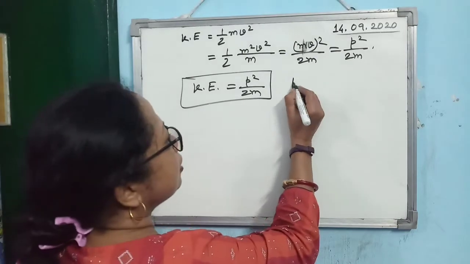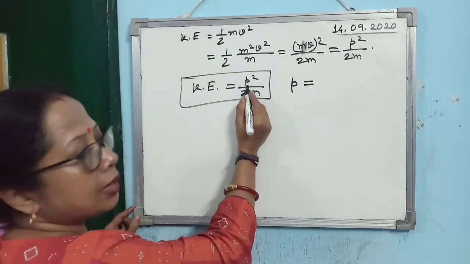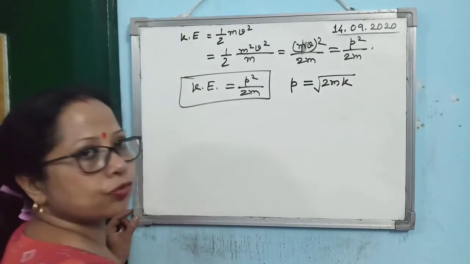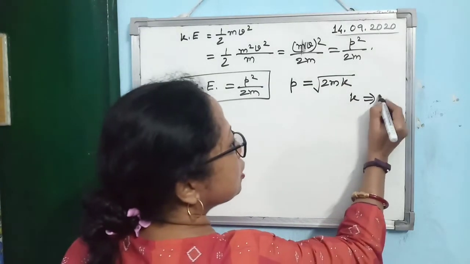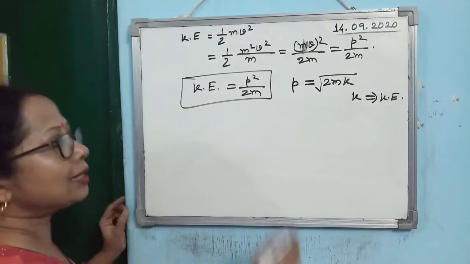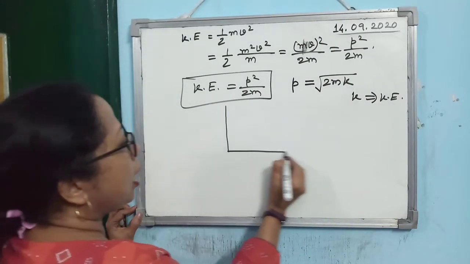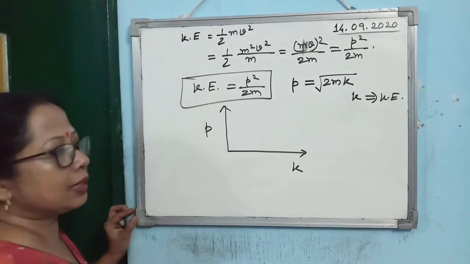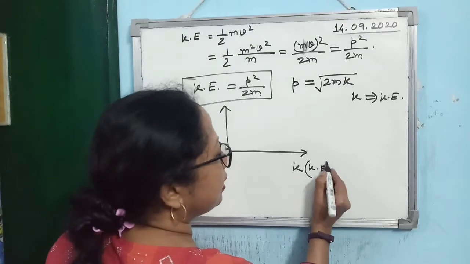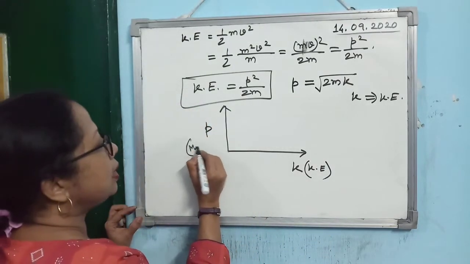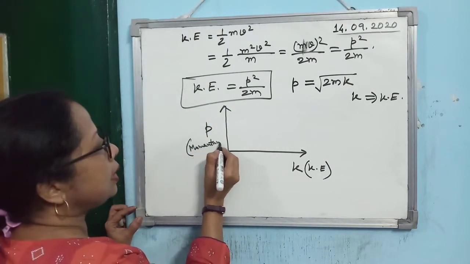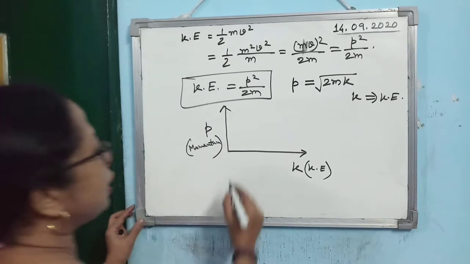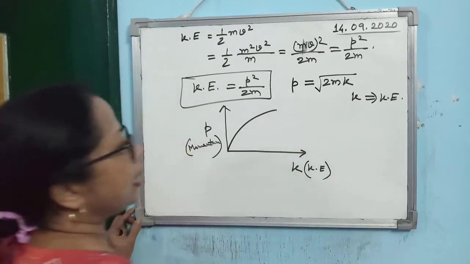So you see, according to this relation, what is the momentum? Momentum is given by under root 2mK. K stands for kinetic energy. That's why if you draw a linear momentum versus kinetic energy graph, where K is the kinetic energy and P is the linear momentum, then the nature of the graph will be like this.